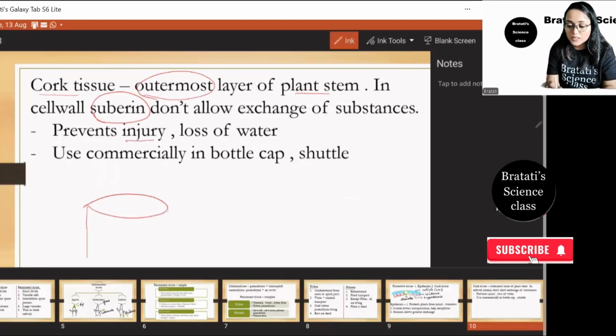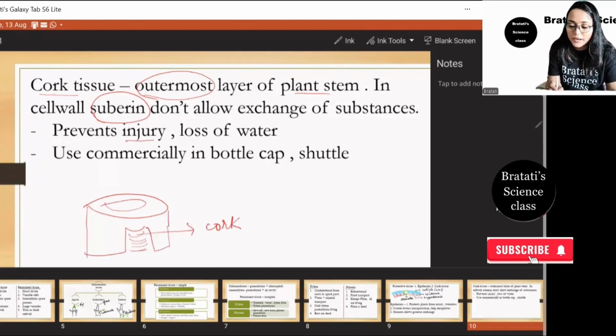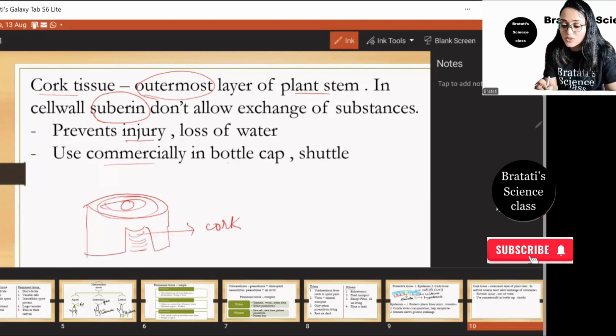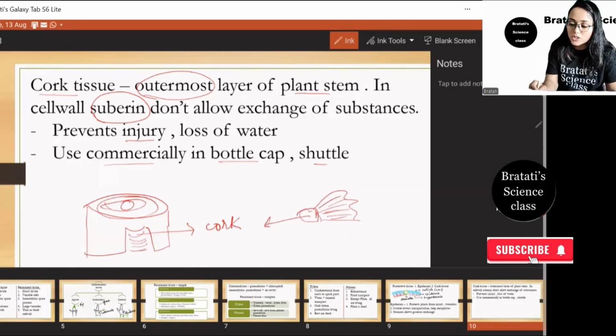If this is the bark of the tree and this is the cross section of it, this part we can call cork, cork cambium and all. These are the bark of the trees, right? It's the cross section. This cork is used commercially in bottle caps and shuttles, the shuttle feather, the badminton cork. So this part is the cork and this is the feather. So this is the commercial use of the cork.